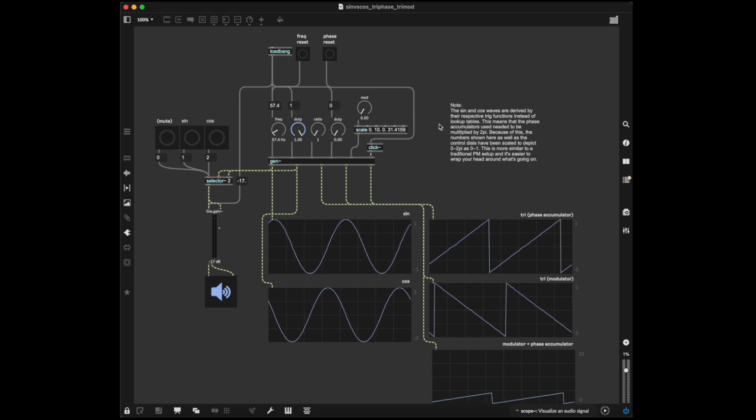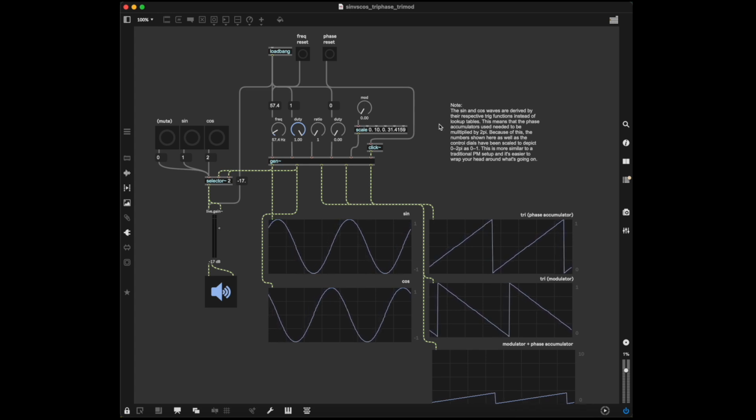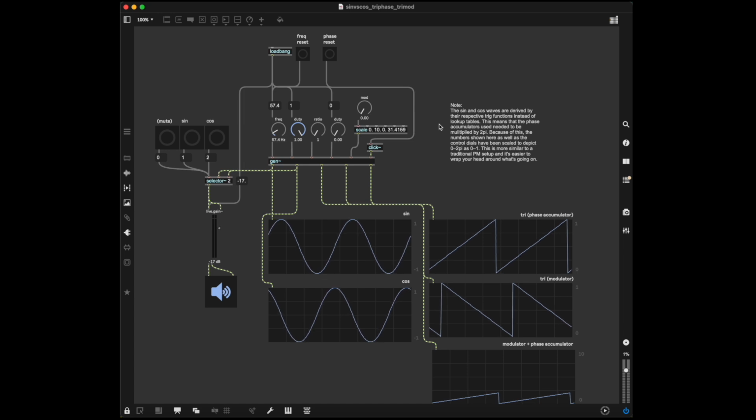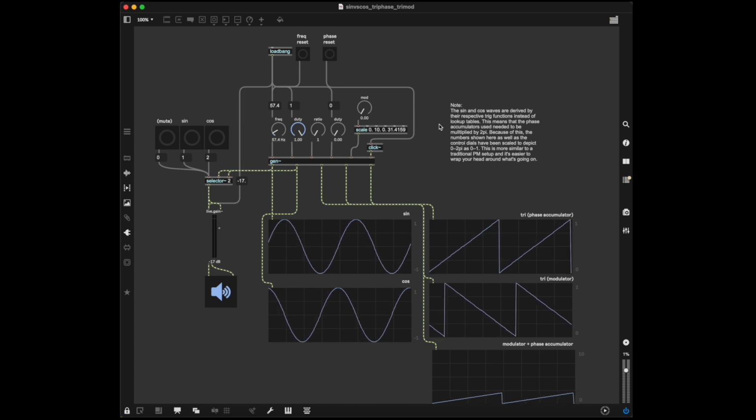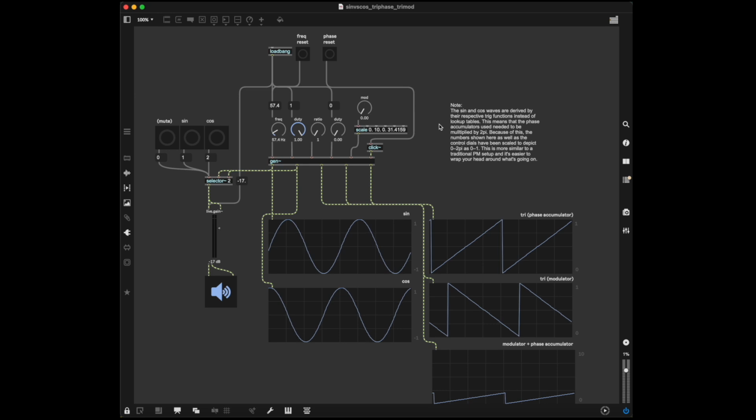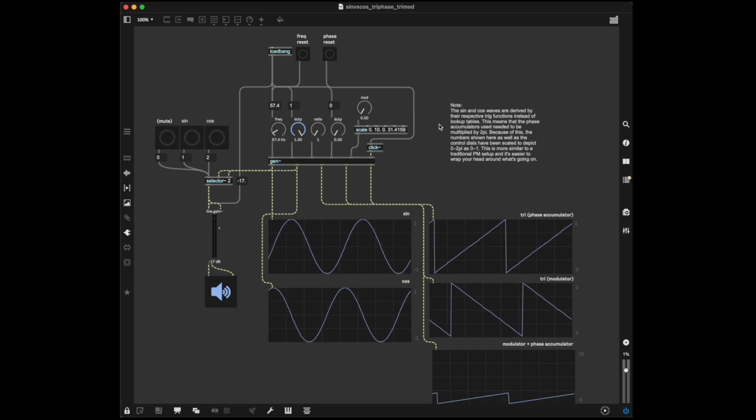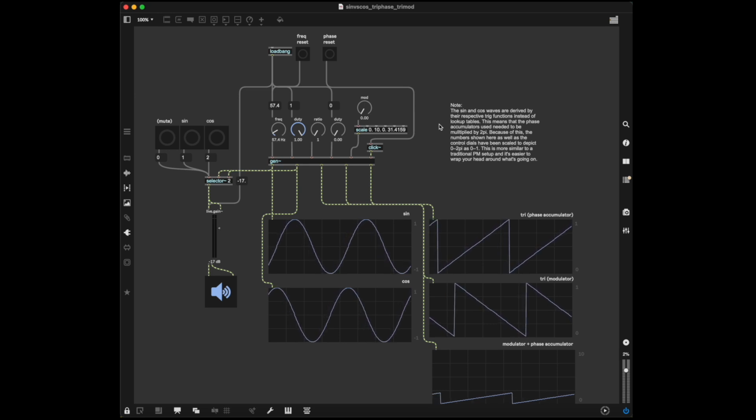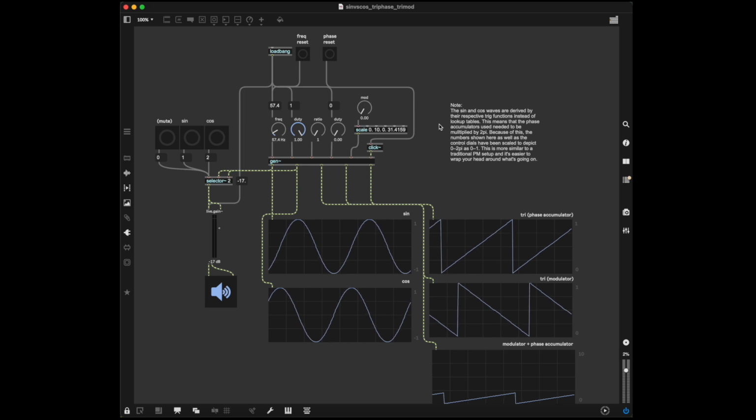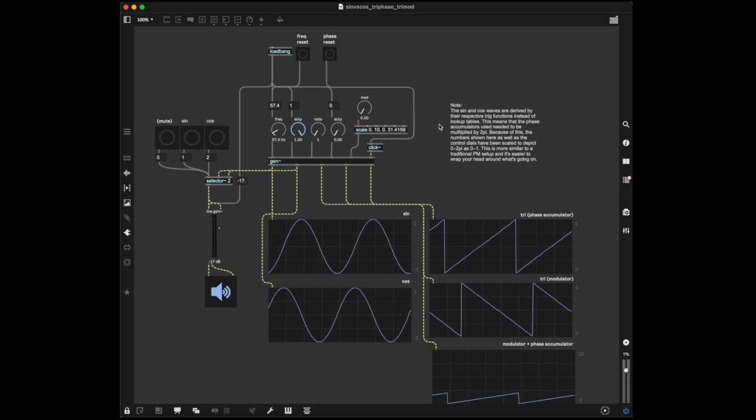I have this note here. The sine and cosine waves are derived from their respective trig functions instead of lookup tables. This means that the phase accumulators used needed to be multiplied by 2 pi. Because of this, the numbers shown here, as well as the control dials, have been scaled to depict 0 to 2 pi as 0 to 1. This is more similar to a traditional PM setup, and it's easier to wrap your head around what's going on.